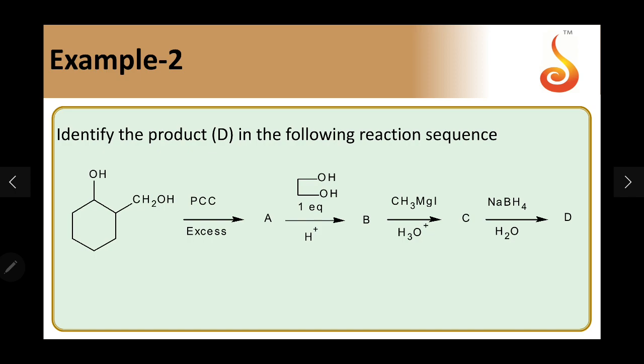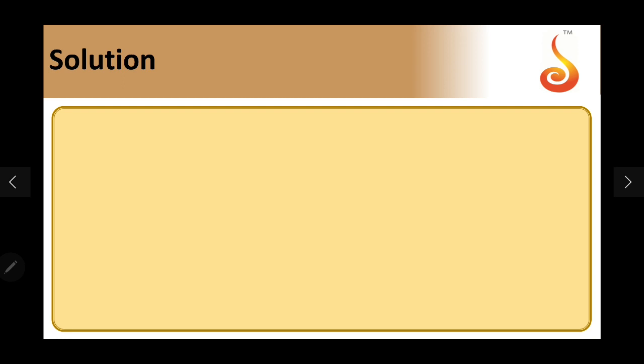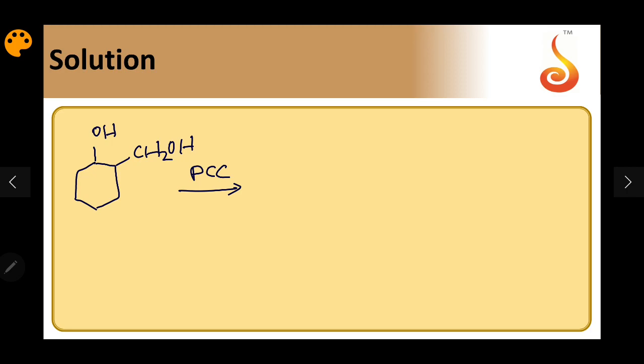Example 2. Identify the product D in the following reaction. We have a sequence which you have to solve. So we'll go to the solution first and then come back to the options. The reactant first given is cyclohexane with one OH and another CH2OH. The first step is PCC. If I take excess PCC, both alcohol groups can be oxidized. Secondary alcohol gets oxidized to ketone, primary alcohol gets oxidized to aldehyde.